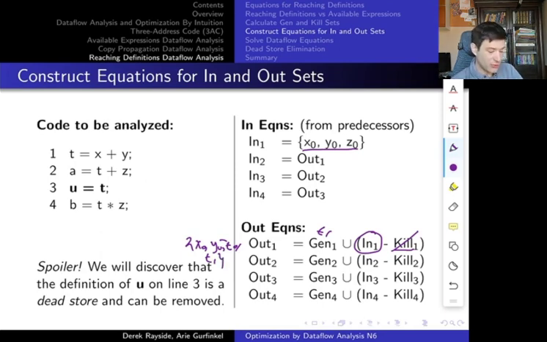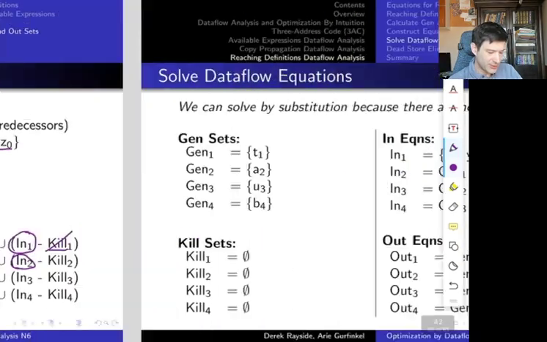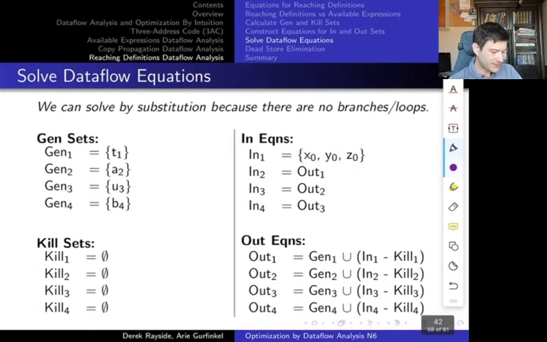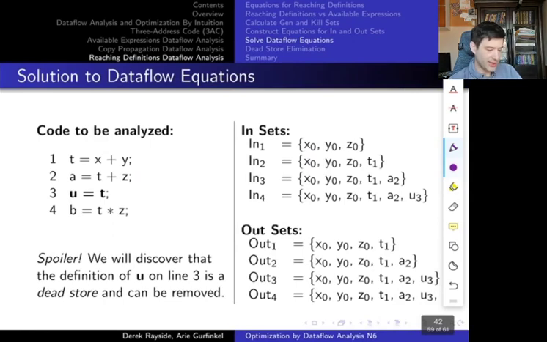And now once we have out1, we can plug it in here. And we're going to get in2. We plug in2 in here. And we get out2. And so on and so on. I'm not going to draw this on the slide because this is just too messy. So we're just going to look at the solution that's already on the slide. So this is our gen sets. Kill sets are empty. And this is what we get in here.